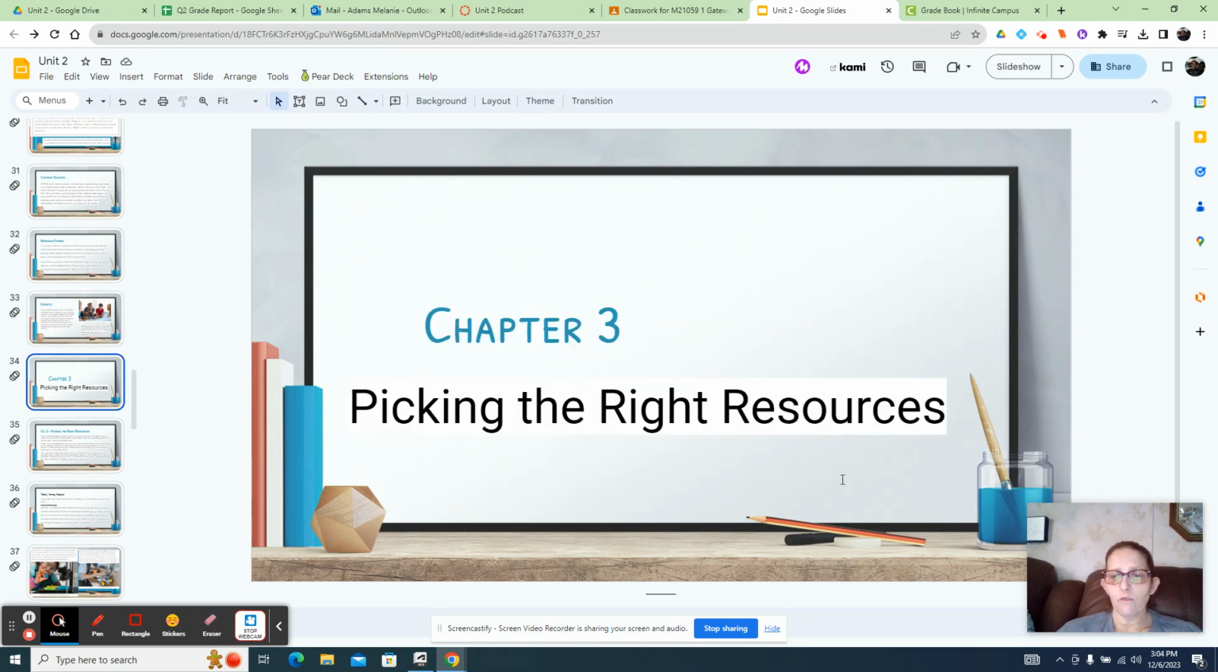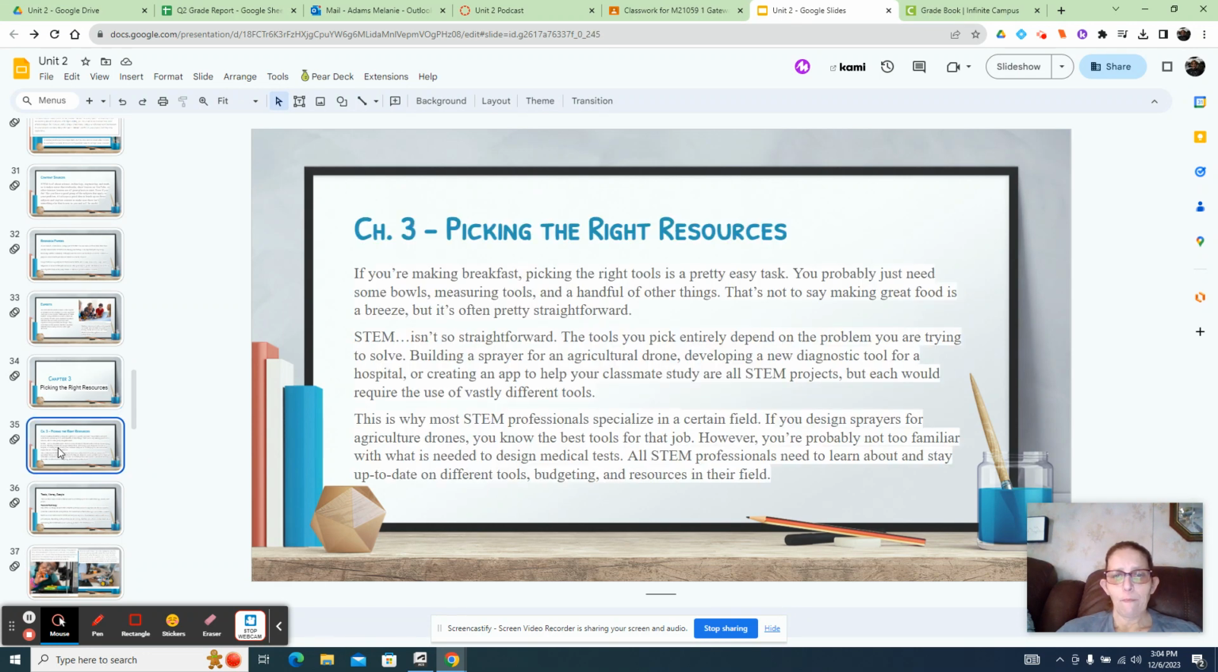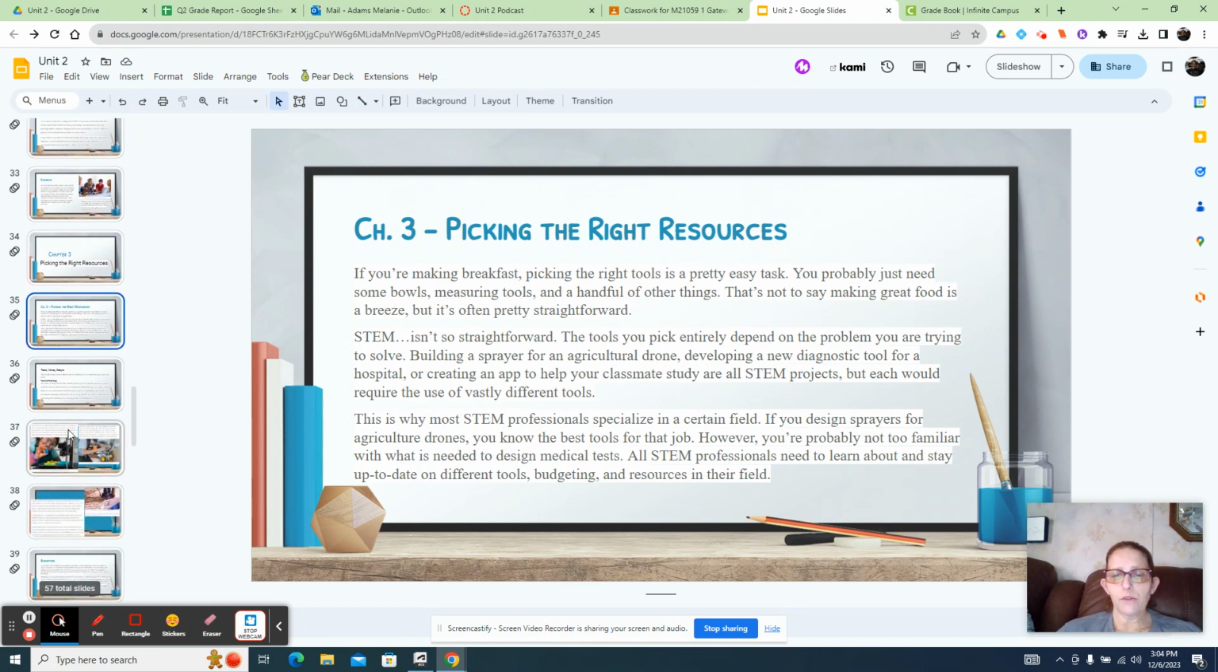Chapter 3, picking the right resources. So we're talking here about what resources to use in certain STEM fields.